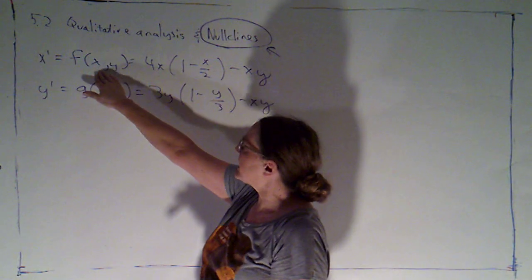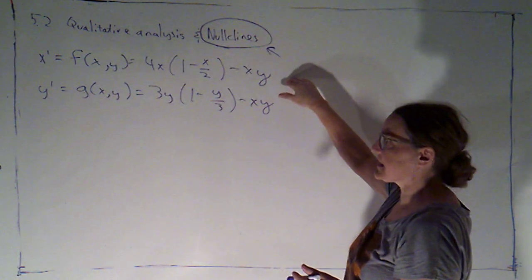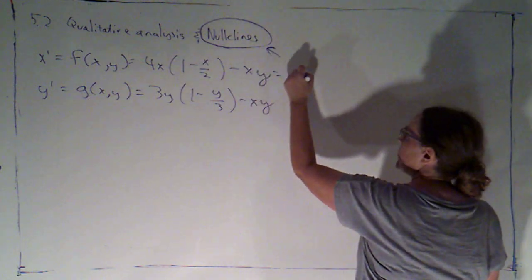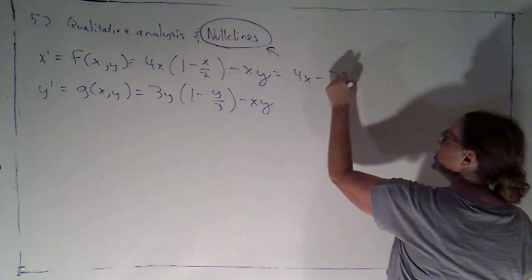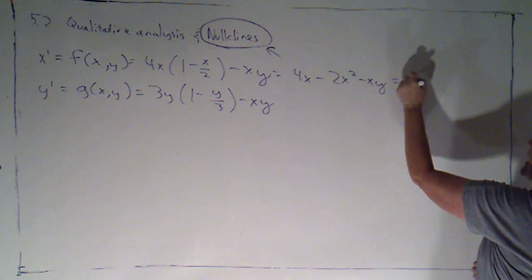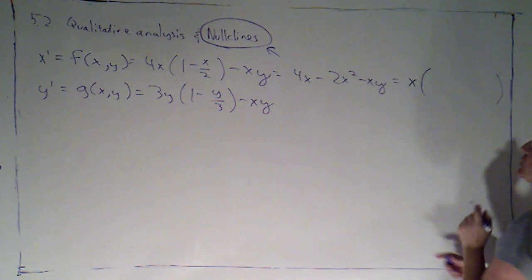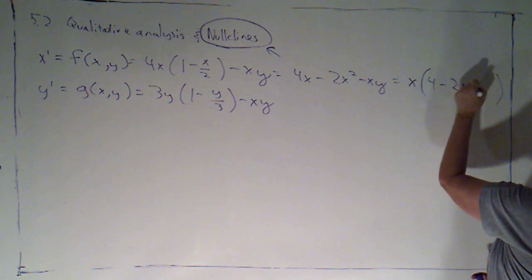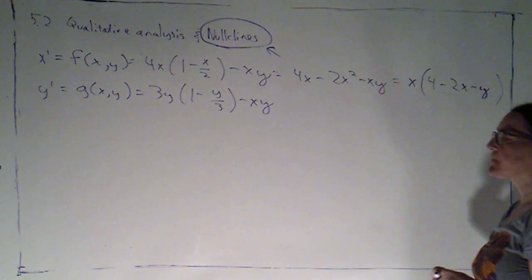Okay. So, if I want to try to calculate those, I'm going to just take this here. I've got f of x y is the formula that's giving me x prime. I'm going to just distribute this 4x first. So I'll get 4x minus 2x squared minus x y. And then that will allow me to factor out an x from every term. So I'm getting x times 4 minus 2x minus y.